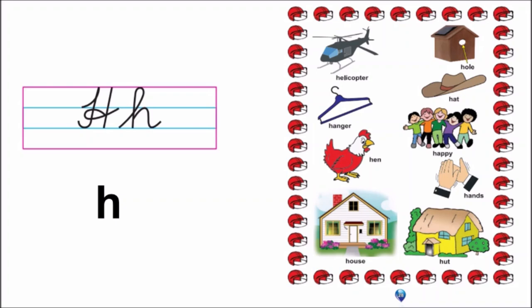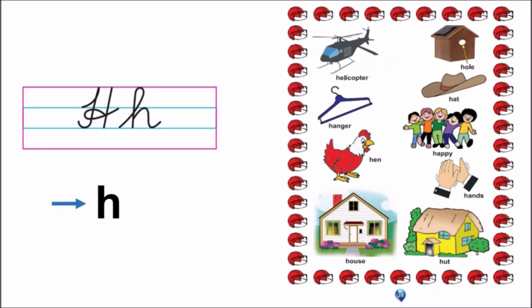Children, now look at this arrow. This arrow is pointing at capital cursive H, and this is lowercase h in cursive, and this is print H, and the sound of letter H is H. Repeat after me, children. H, H.